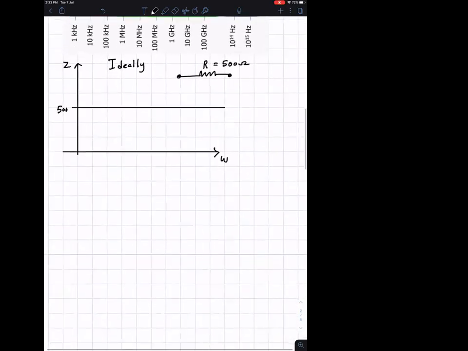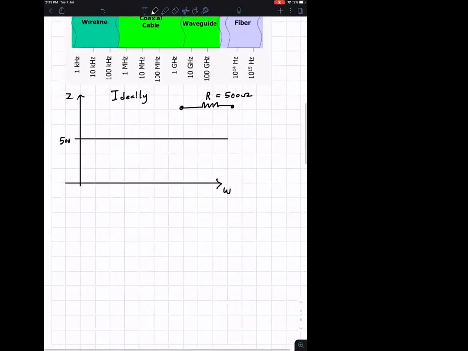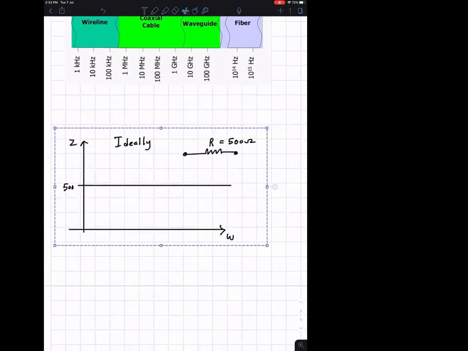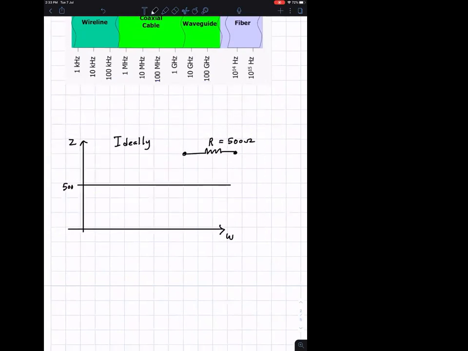But what happens? This is at AC. Ideally, this is at low frequency. Call this AC.